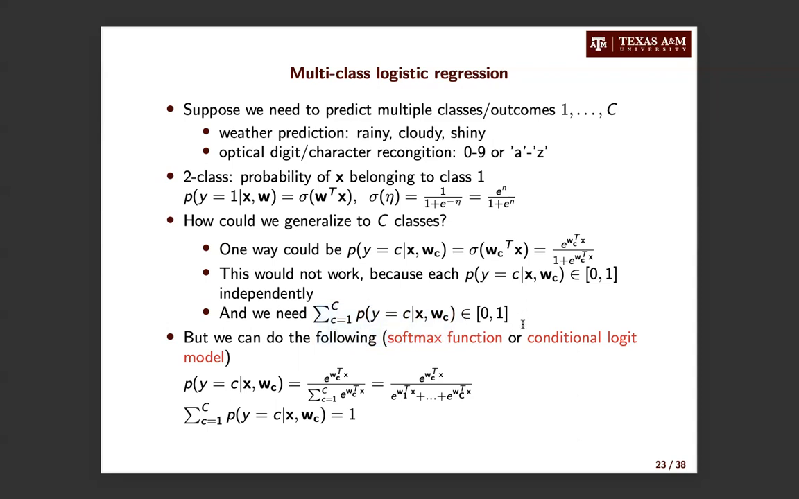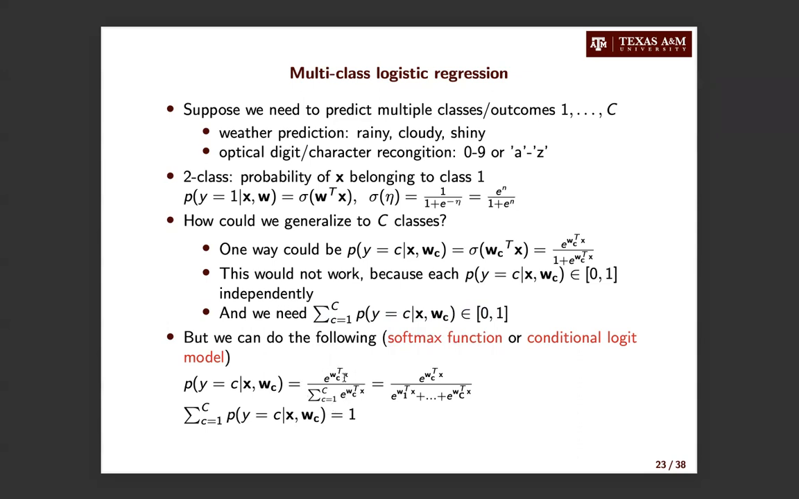For this reason, instead of using the sigmoid for the multi-class logistic regression, we're going to use another function which is called the softmax function. And this function does essentially a very similar thing. It assigns a probability of a given input belonging to a target class c, where c ranges from 1 to capital C. And this probability is going to be equal to this expression.